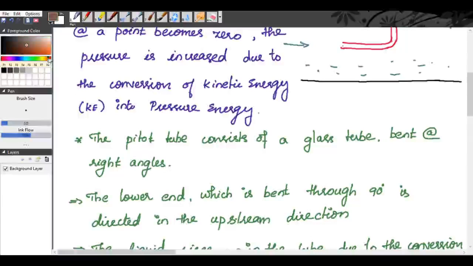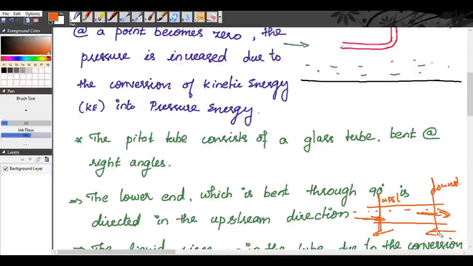Now, what is called the upstream direction? When you have a pipe, tank, channel or a dam, and water is flowing in this direction, when you are considering two sections, this is called the upstream section and this is called the downstream section. If the water is flowing in the opposite direction, this will be called the upstream and this the downstream. So the lower end, bent through 90 degrees, is directed in the upstream direction.